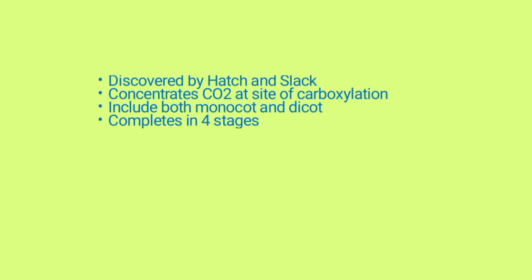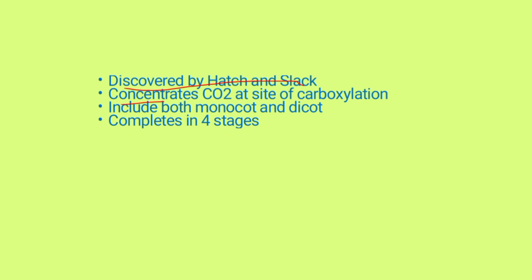The most important of these photosynthetic adaptations are C4 photosynthetic carbon cycle, so named because initial CO2 fixation product is 4-carbon acid. The C4 cycle was discovered by Hatch and Slack, so it is sometimes called Hatch-Slack pathway.